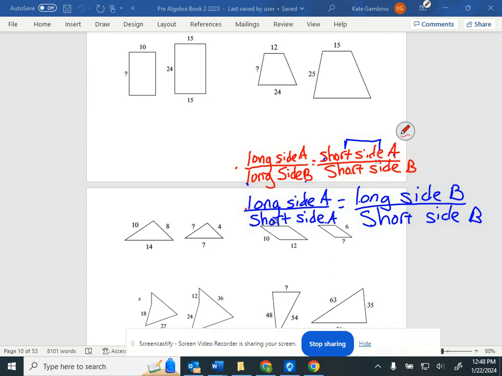Henry, what should I write? Do 15 divided by 10. So if I do 15 over 10, that's short. I'm going to label them. This is A, this is B. I have short B over short A. So that has to equal to what?